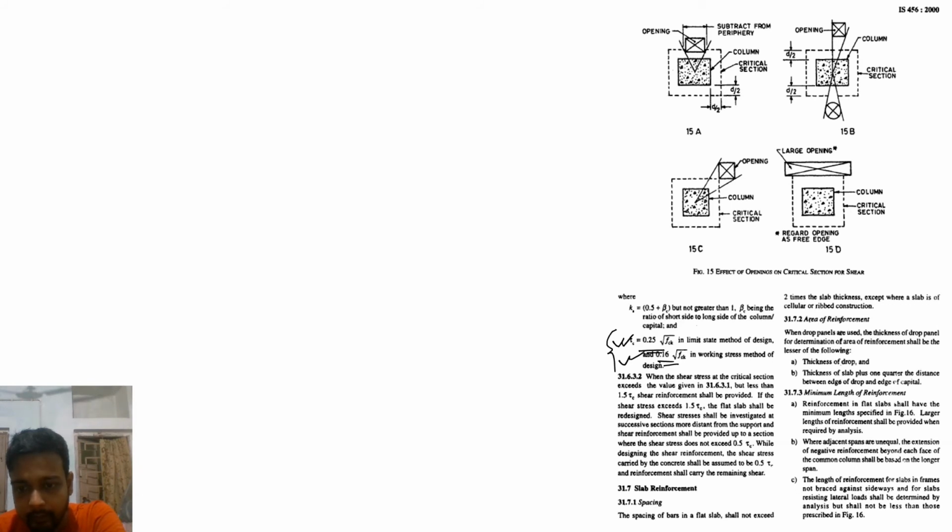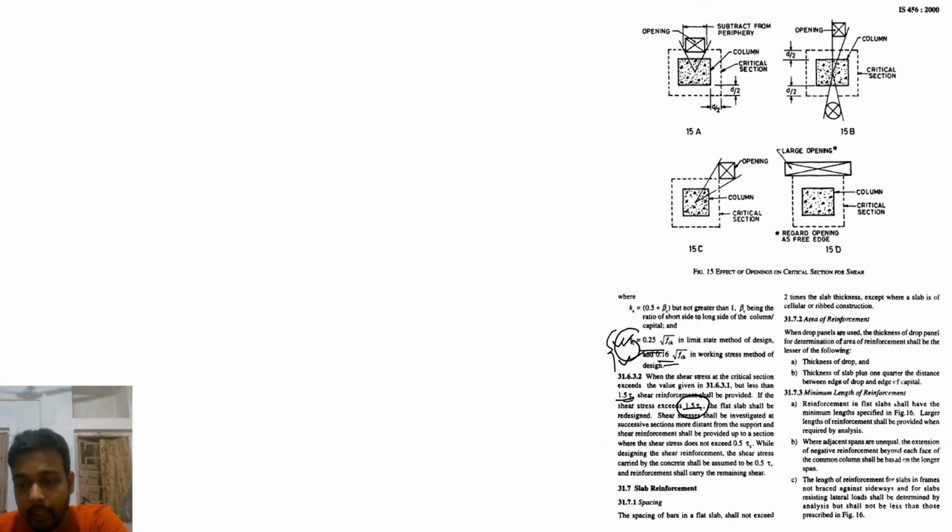If the shear stress is less than 1.5 tau c, shear reinforcement shall be provided. If the shear stress exceeds 1.5 tau c, the flat slab shall be redesigned. So if the tau value is less than 1.5 tau c, then you have to provide shear reinforcement. But if it is more than 1.5 tau c, then you have to redesign.